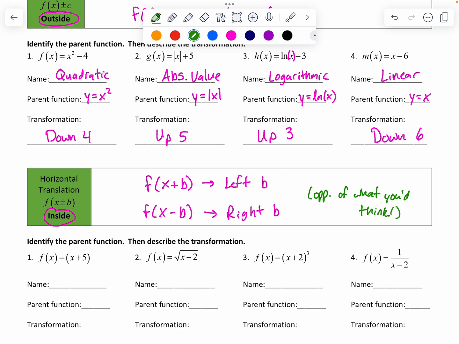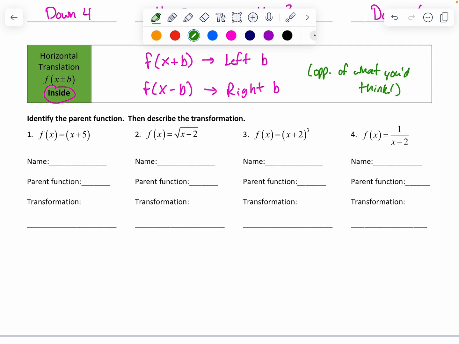So what I mean by that is normally if I see a plus sign, I would think go to the right, but really it's going to send it to the left. It's because if you set it equal to 0, it would change signs. Same with a minus sign, I usually would think to the left, but it's actually to the right. And again, it's because if you set it equal to 0, it's going to change the sign.